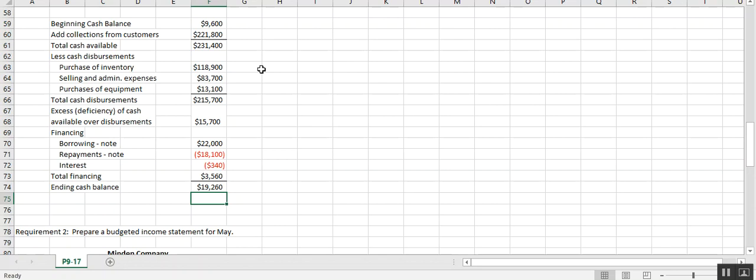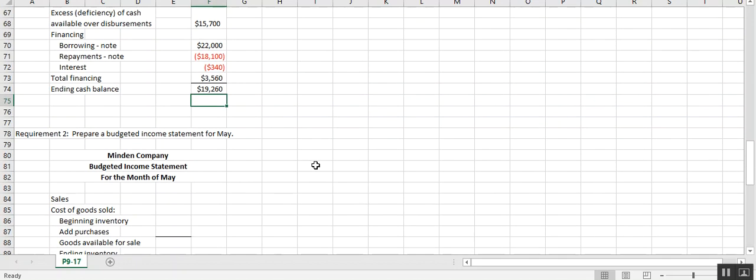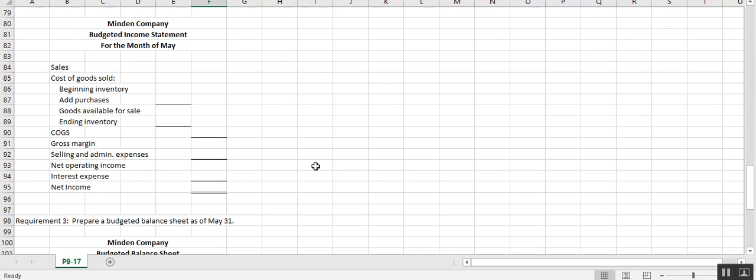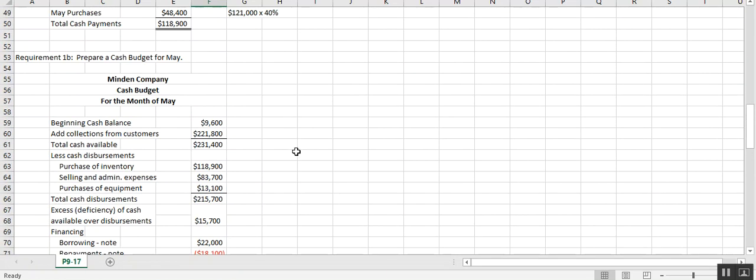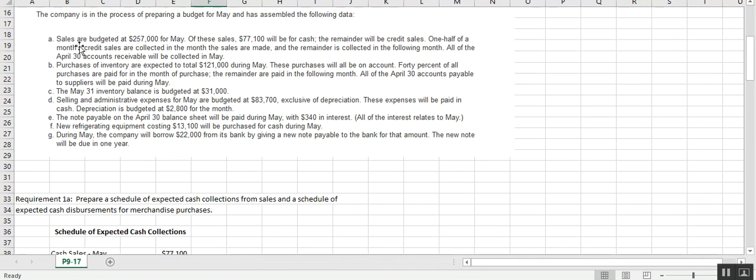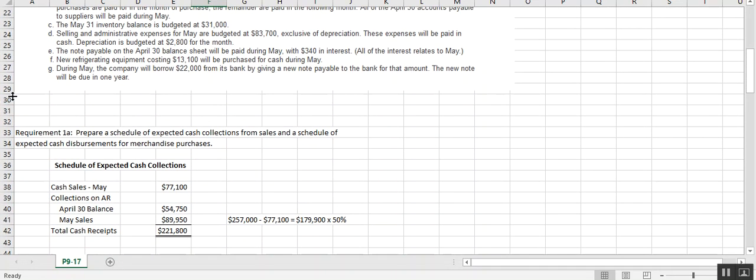So the next thing we're going to do is do a budgeted income statement. So again, I've got a template we're going to start with. We're going to start out with sales. And I think they told us that amount. Yes, sales are budgeted at $257,000. So let me see if I can hide some of this for now.